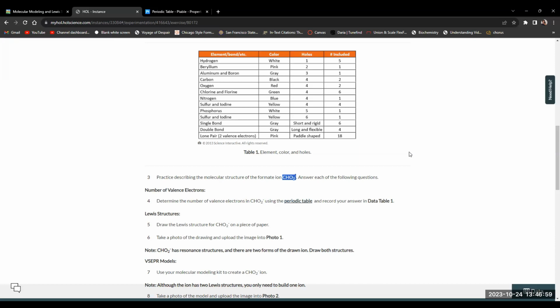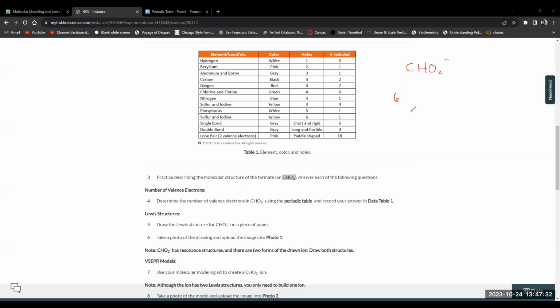So let's look at number 4 here. Determine the number of valence electrons in the structure. Just like the examples I showed before, let's count our valence electrons.